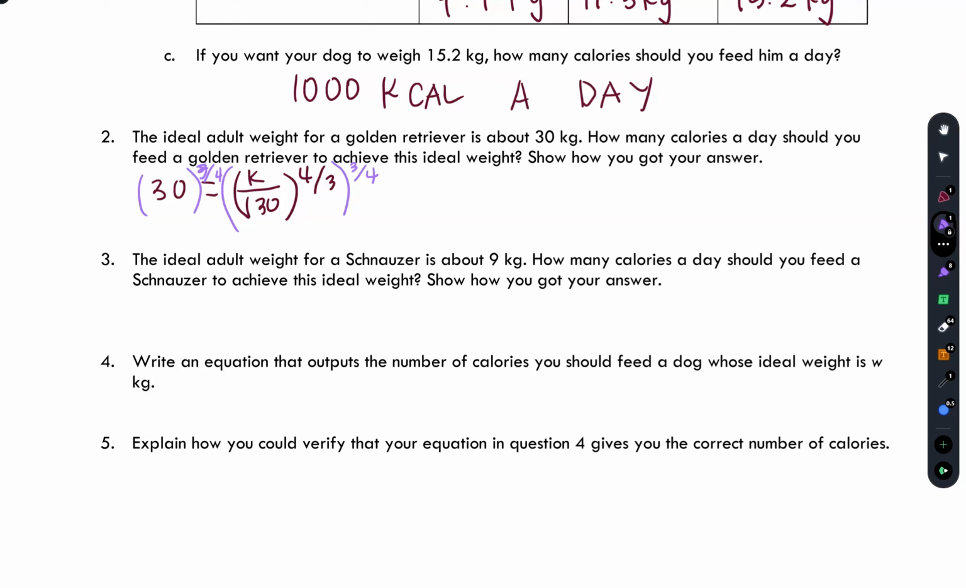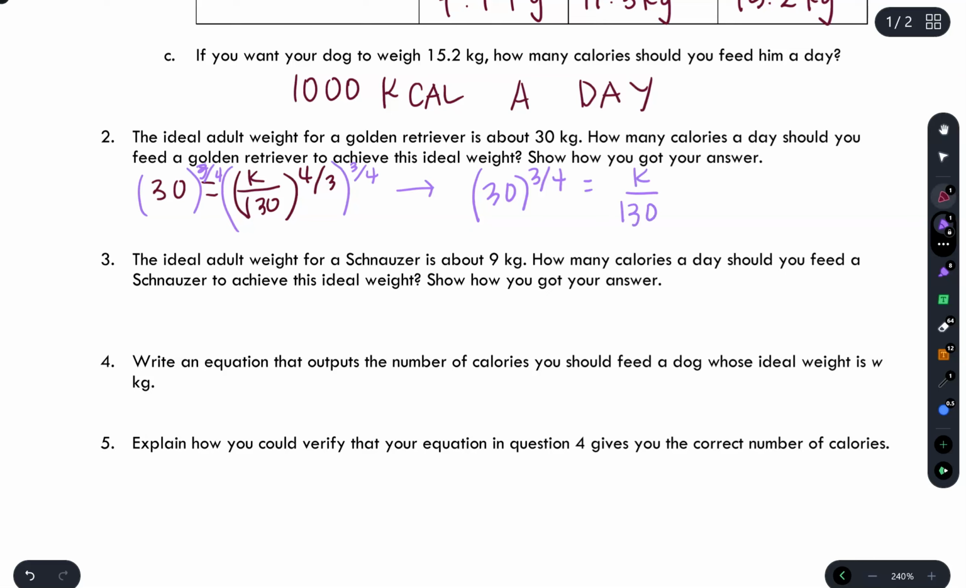All right. So when I raise that 30 to the 3/4 power, I don't know what that is, then what am I going to do? Then I'm going to multiply it by 130. Good deal. So what do I get for my K then? I get 1,666.